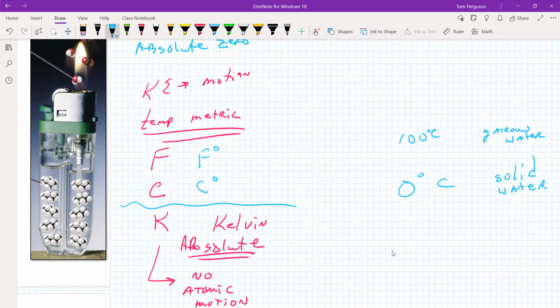at 100 degrees C, that's where water boils. At 0 degrees C, that's where water solidifies or makes ice. So that's a 100 degree spread. If we were to go below 0 C, that's when we hit absolute zero. No atomic motion. Okay, so the difference between Celsius and Kelvin is 273.